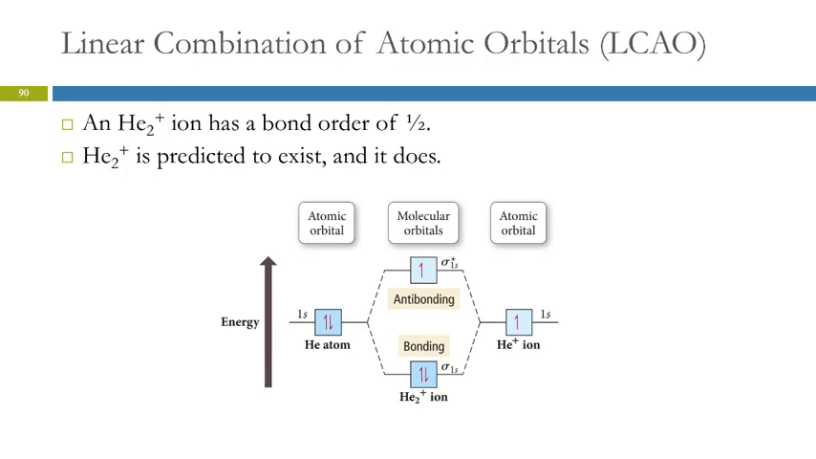So the bond order for this one, how many in the bonding orbitals? 2. How many electrons in anti-bonding orbitals? 1. And then we divide by 2. So that gives us 1/2. That's a positive number. It's greater than 0. So this does exist. Is it common? No, but it does exist. Any questions?